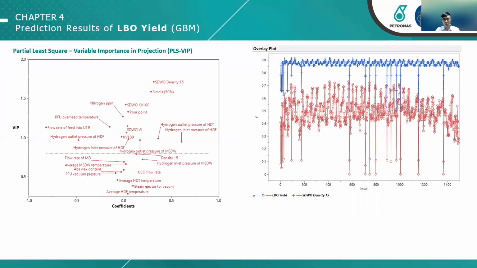For example, using the partial least squares method to generate the variable importance in projection, VIP, plot, SDWO density occurs to be the most significant predictor among all the other MG3 variables, since it has the highest VIP value. When plotting SDWO density and yield on the same graph, it can be seen that when the wax density decreases, as indicated by the blue trend, the base oil yield also decreases. Thus, based merely on the data, it seems that the wax density has a strong correlation with the base oil yield. This, however, must be verified with a contact engineer.